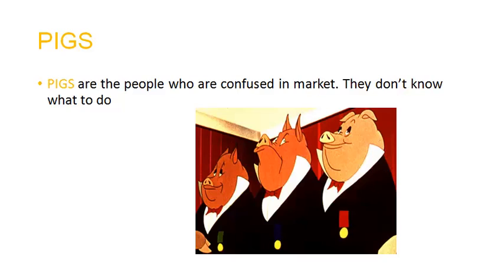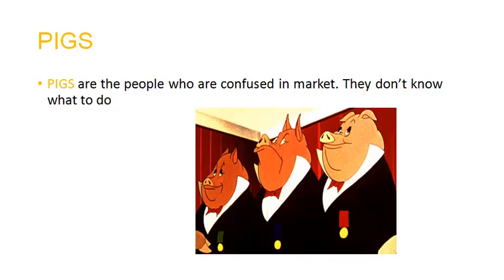Now there is a third animal which is also present in the stock market, and we call them pigs. Pigs are the people who are confused in the market. They don't know what to do. 95 to 97% of the entire stock market are completely confused, as they do not know what to do. They do not have the education, they do not like to study, they do not like to learn, and because of that they basically take random decisions. They take decisions because somebody is talking about that particular stock in the stock market.